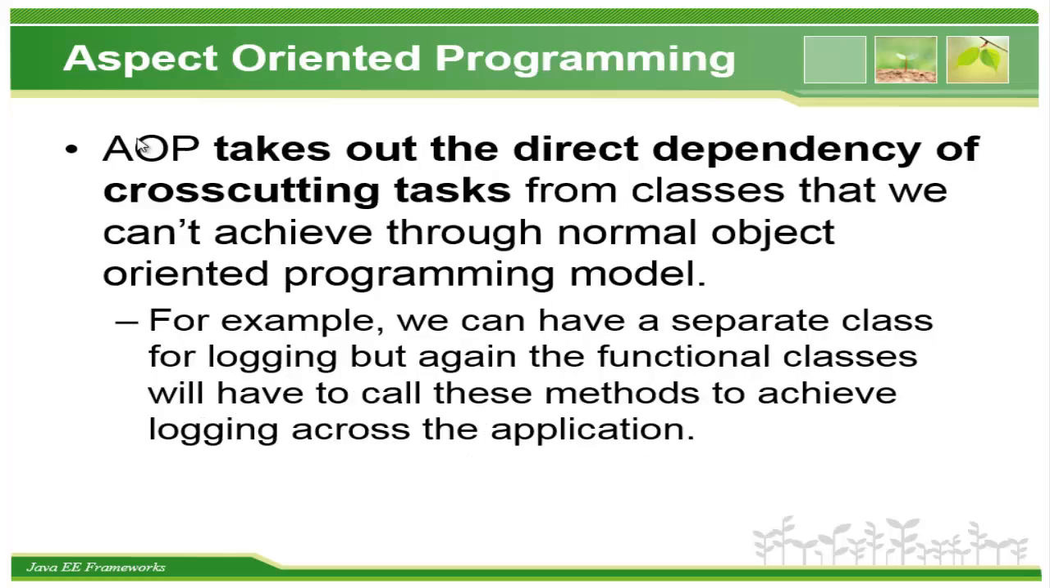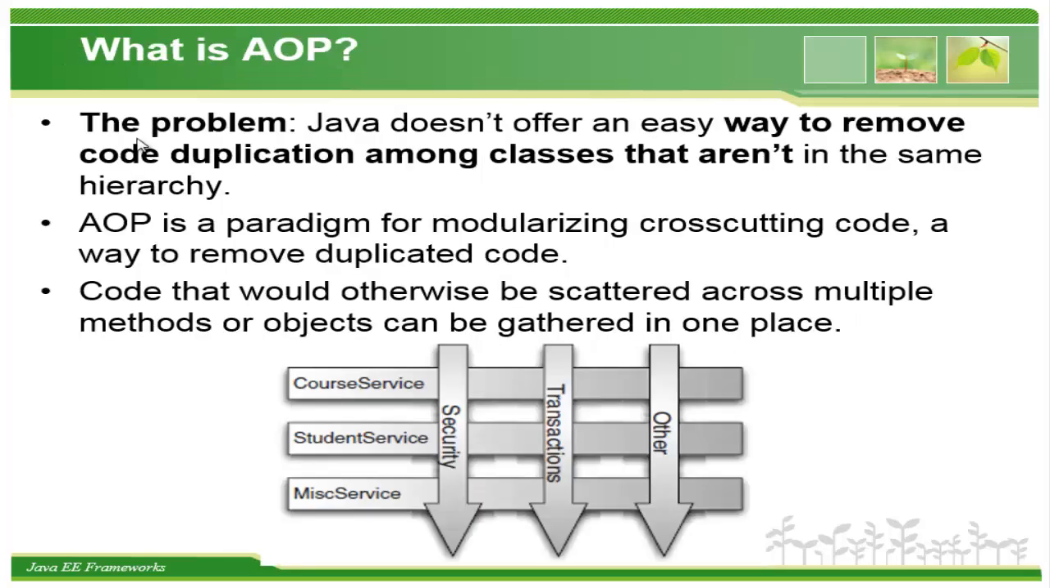Okay. So the idea of aspect-oriented programming is to pull out the dependency of the object on the cross-cutting task and then make it separate. With Java, it is not possible.